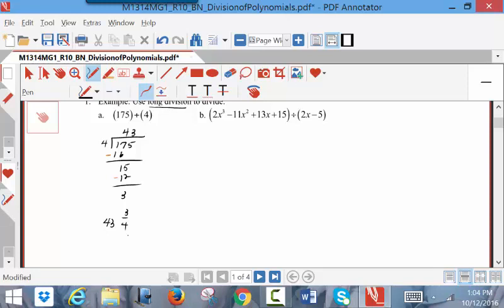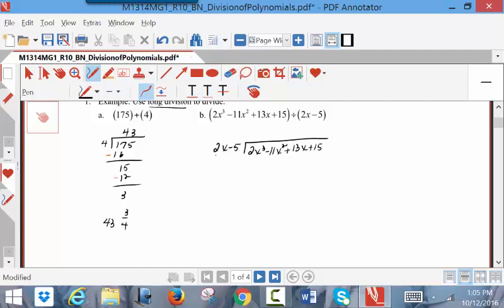Anyway, now we're supposed to do the same thing with the polynomial in part B. We're supposed to take 2x cubed minus 11x squared plus 13x plus 15 and divide it by 2x minus 5, the same process. So 2x minus 5 goes into 2x cubed minus 11x squared plus 13x plus 15. And you don't hit the brakes; you just keep rolling with this.